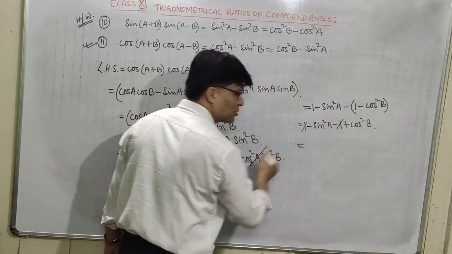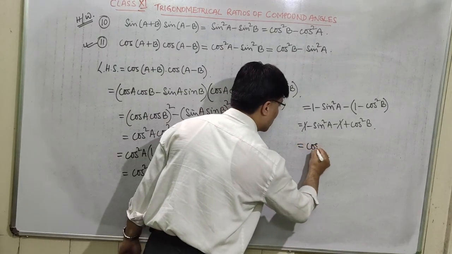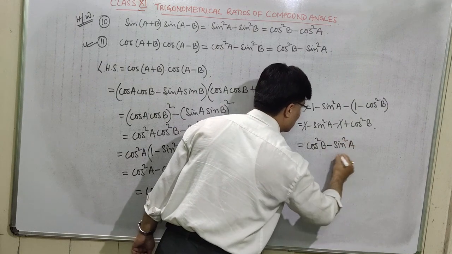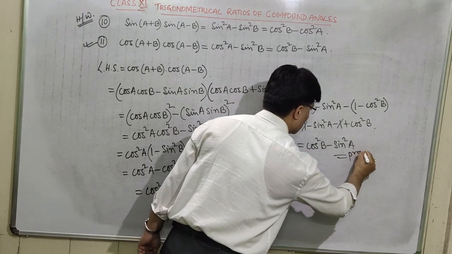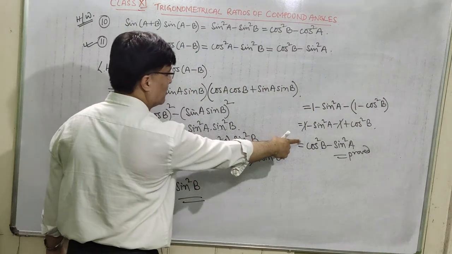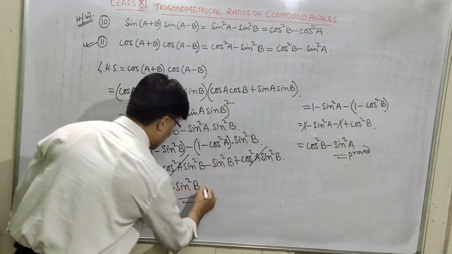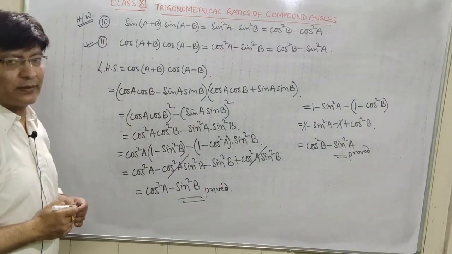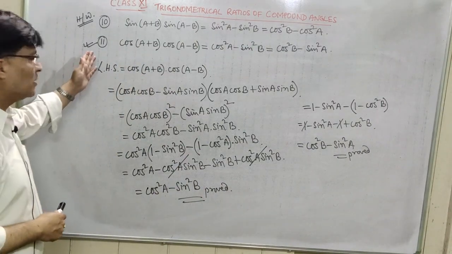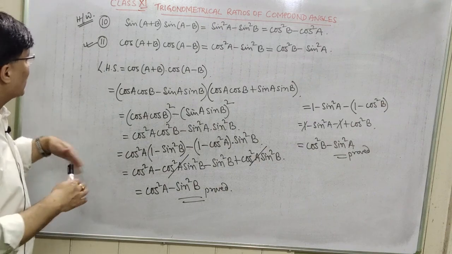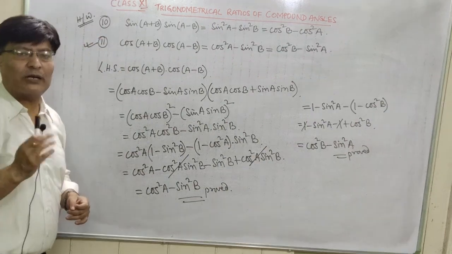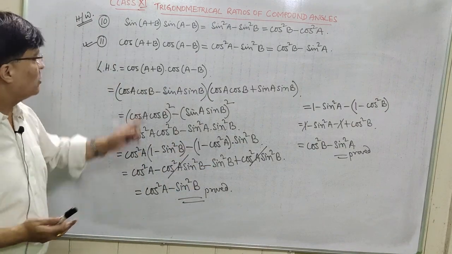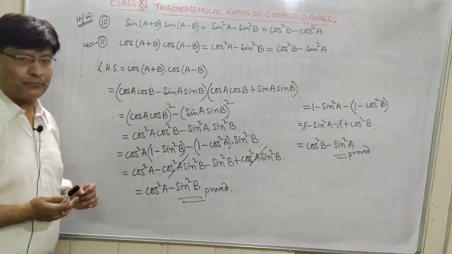So which is equal to, let us write cos square b first. Cos square b minus sin square a. So it is done. So it is also proved, isn't it? Cos square b minus sin square a. This is cos square a minus sin square b. So it is proved. So I think you have understood this proof. Proof number 11. So you can easily prove this formula number 10. Similarly, as we have done in formula number 11, you can prove formula number 10.